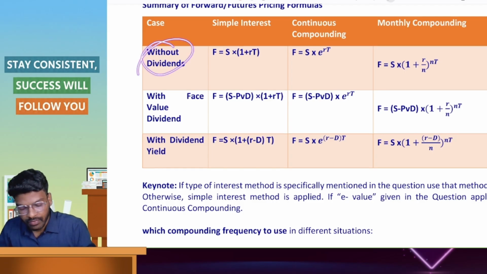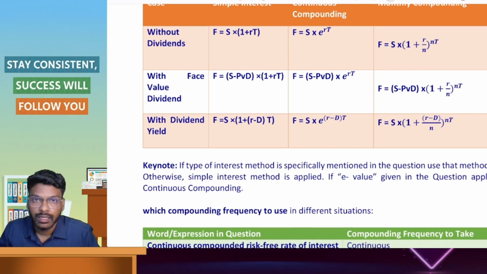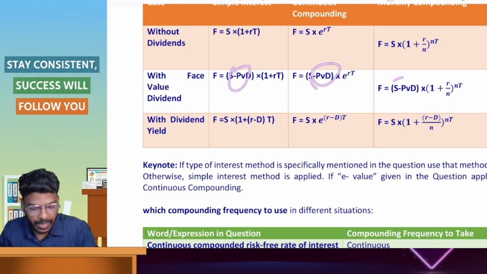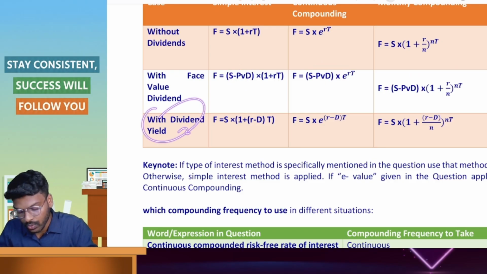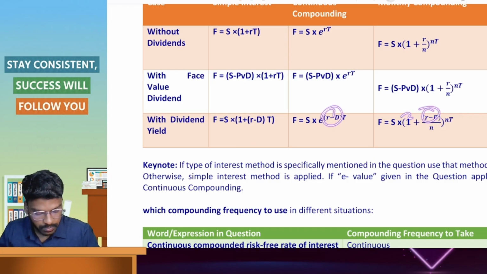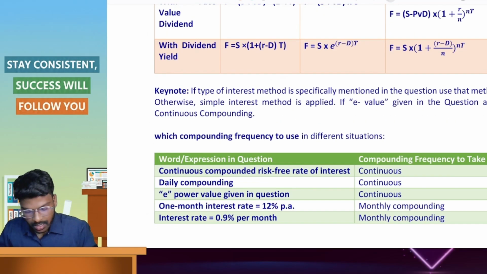In case of without dividend, the formula can be this. Also, with the face value and the dividend. Okay. With face value, we have to deduct the present value from the spot price. In case of dividend yield, we have to reduce it from the risk-free interest rate in this one. Okay. Keynote: what type of interest method is to be used?